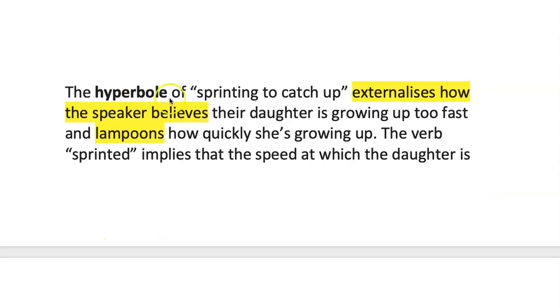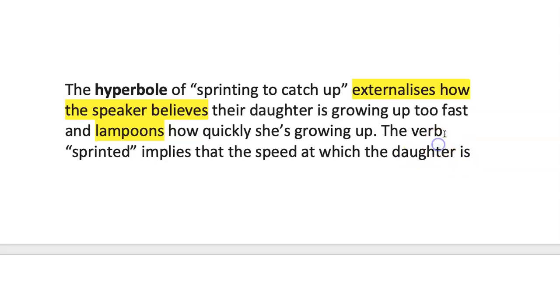The hyperbole of sprinting to catch up externalizes how the speaker believes. So that's the method, that's the subject terminology. It means over-exaggeration. Their daughter is growing up too fast and lampoons how quickly she's growing up. The verb sprinted implies the speed at which the daughter is.